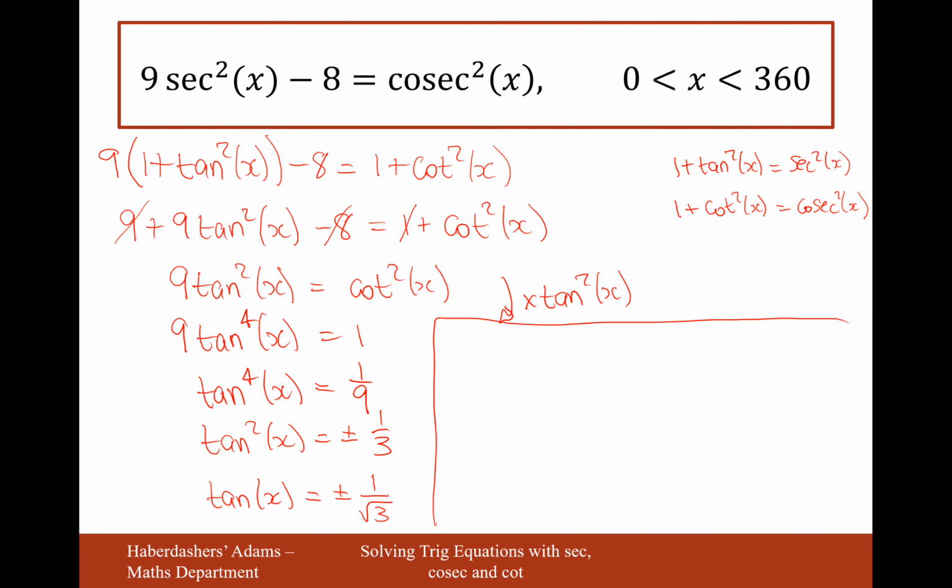So now what we've got to do is solve two equations. Tan x equals 1/√3. And we know the answer to that. That's going to be 30 and 210. And the next solution will be to tan x equals minus 1/√3, which will first of all give you minus 30, but then that's not allowed, so then it would be 150 and then 330.